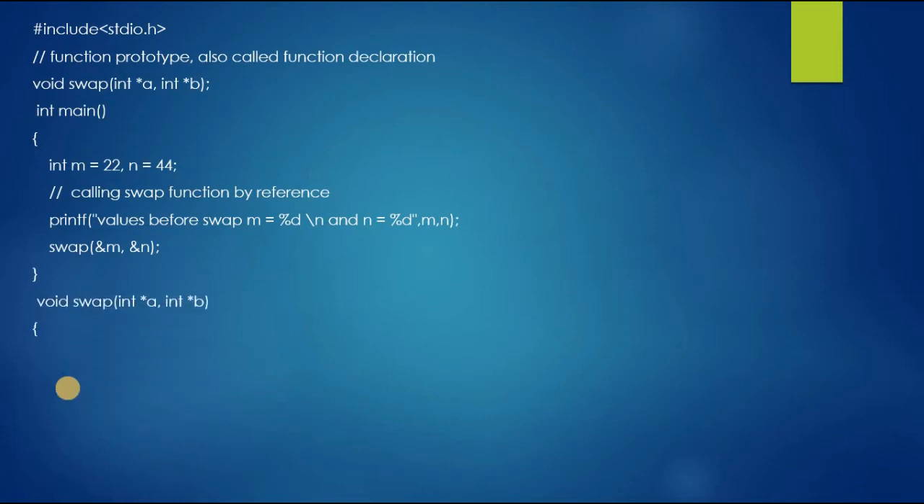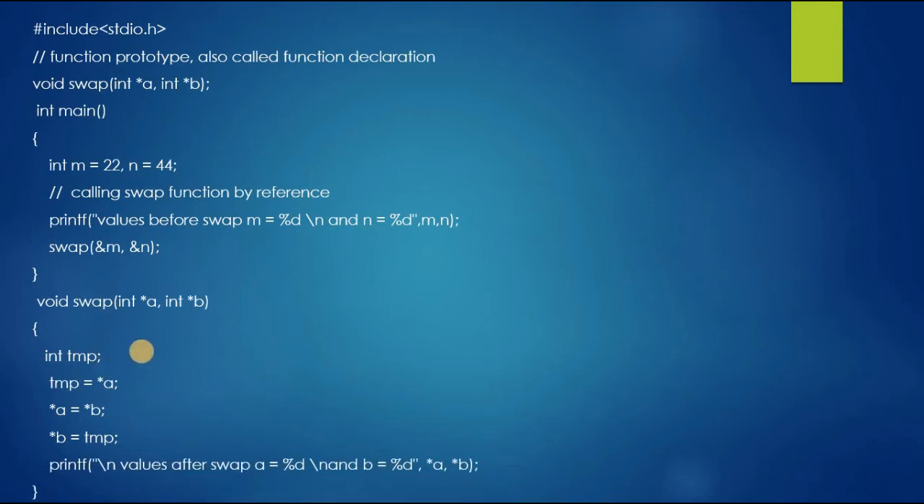Then we are giving a definition for the swap function. Inside that we declared an integer variable tmp, and our statement block for the function will come here. In the statement block we have written tmp is equal to a, a is equal to b, and b is equal to tmp. Then we have given a printf statement, values after swap a and b. The values after swapping the numbers will be printed in the swap function.